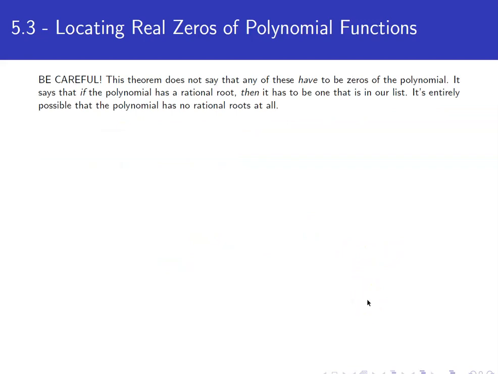Now, be very, very careful. The theorem does not say that these have to be the zeros of the polynomial. In fact, what we'll talk about in a later video is that that list of 24 would be way too many zeros for that particular polynomial. But it does say that if the polynomial has a rational root, if there's a fraction that makes the polynomial 0, then it has to be one of those in our list.